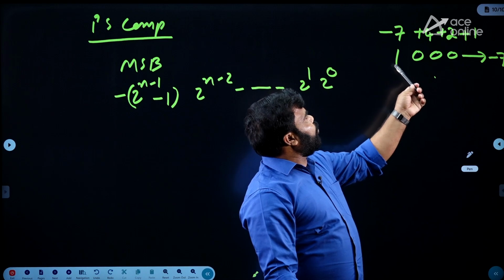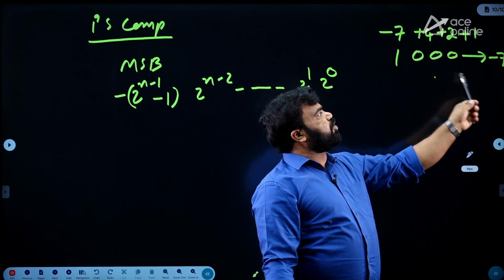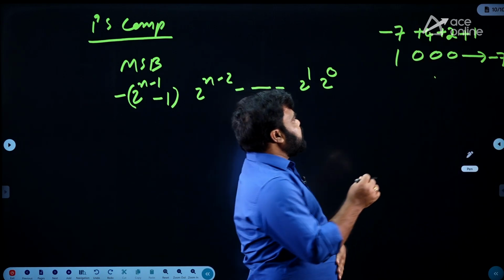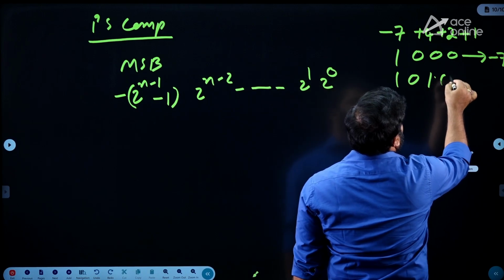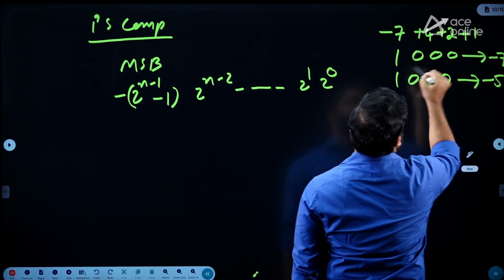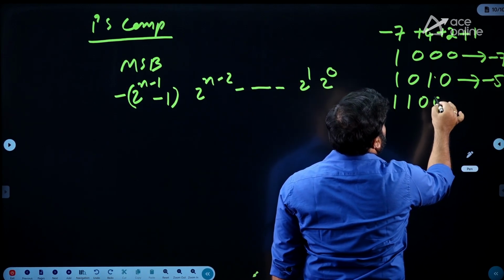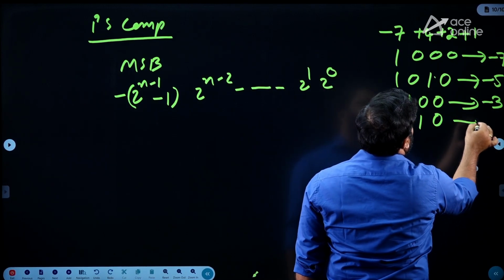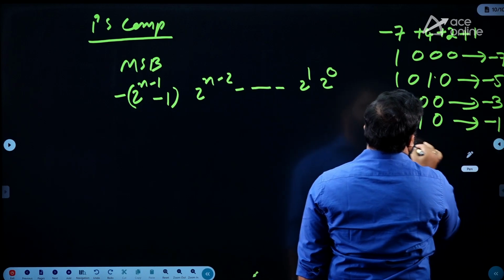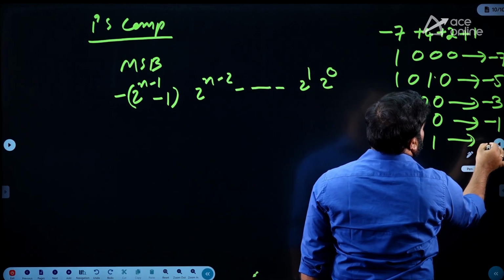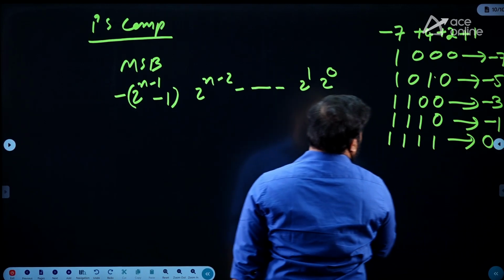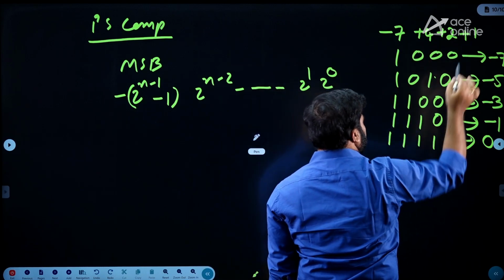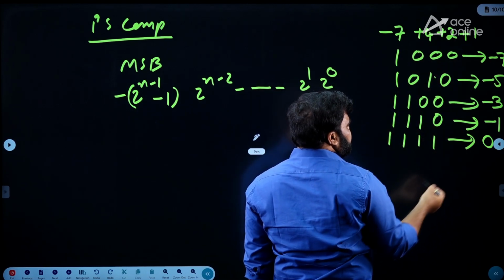What do we get here? 1 into minus 7 plus 0 plus 0 plus 0. The decimal equivalent is minus 7. So 1010 is minus 5. Why? Minus 7 plus 2. 1100: minus 7 plus 4, it is minus 3. 1110: minus 7 plus 4 plus 2, it is minus 1. 1111 is going to be 0, because minus 7 plus 4 plus 2 plus 1 is minus 7 plus 7, which is 0.